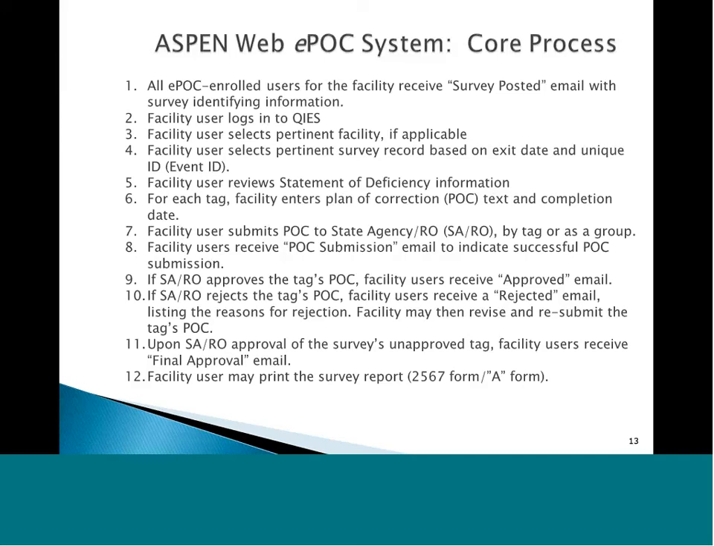Step 9, then, is that the state agency will approve the plan of correction, or if not, step 10, the state agency may reject that plan of correction, and you'll need to go in and revise and resubmit the plan of correction at that point if that rejection occurs. Step 11, upon the state agency or regional office approval of the survey's final unapproved tag, all facility users will receive that final approval email. And again, those are only facility users who are actively enrolled in the ePOC application.